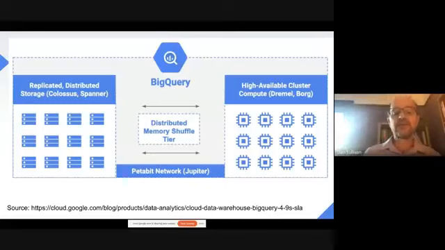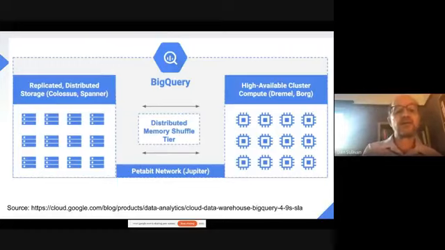Well, it all comes down to the architecture. And this is probably one of my favorite images that Google has provided about BigQuery. I think it really succinctly captures what's going on here. The key takeaway is that over on the left, we have our storage system, and over on the right, we have our compute system. And they really are two separate things. In fact, these were developed separately.